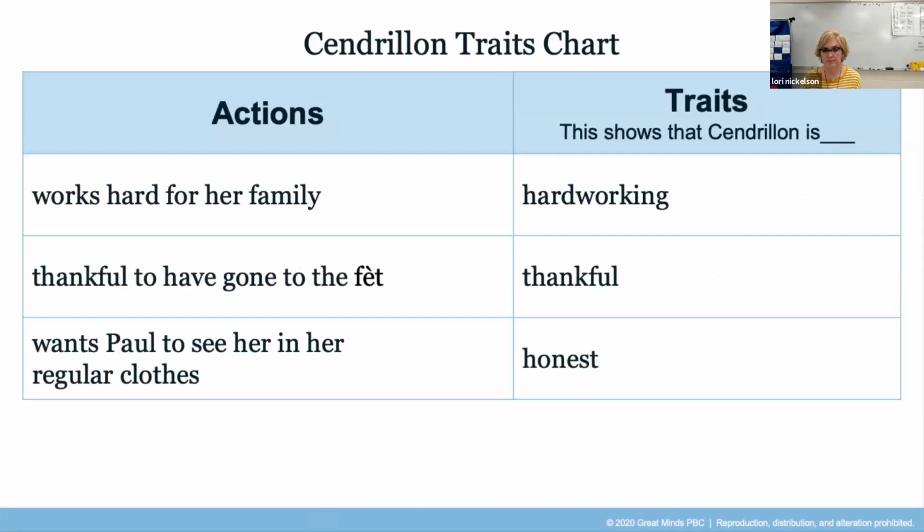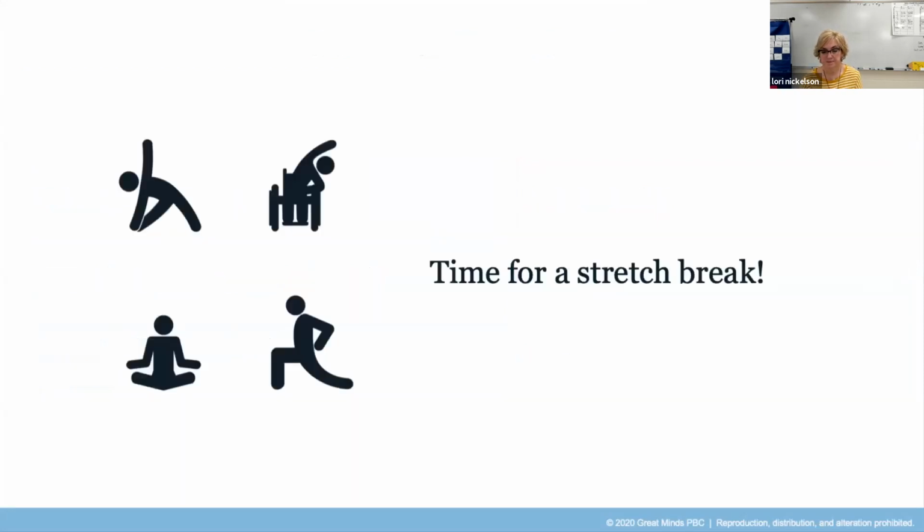Okay, let's review the traits we inferred about Cendrillon. We know that she works hard for her family, which shows that Cendrillon is hardworking. Cendrillon is grateful to have gone to the fete, which shows that Cendrillon is thankful. Cendrillon wants Paul to see her in her regular clothes, which shows that she is honest. If you need to, pause the video to take a moment to stretch or take a quick break. When you're done, unpause the video.